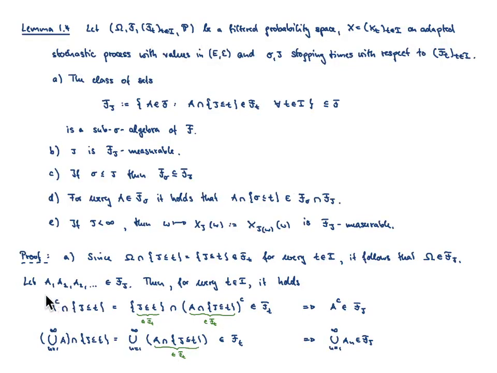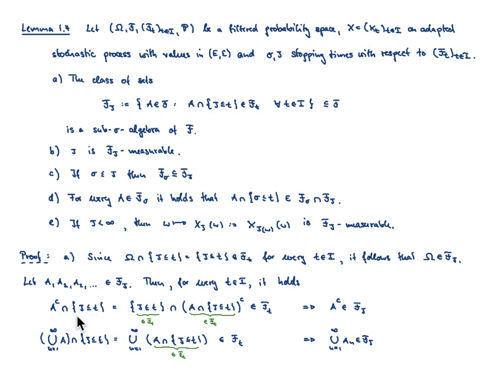Let's come now to the second statement. Let's give ourselves an event A from this class of sets F_tau. What we would like to show is that also the complement of the set A is contained in F_tau. So for that purpose, let us fix a time point t in our index set, and let us consider the intersection of A complement with the event that the stopping time tau takes a value which is less than or equal to t. Well, we can rewrite this event in the following way.